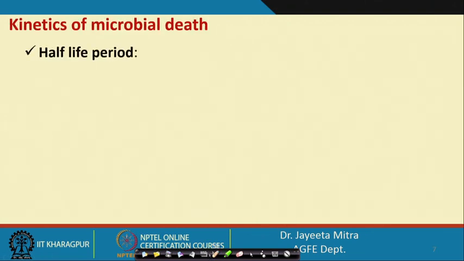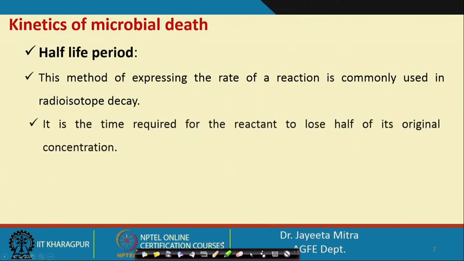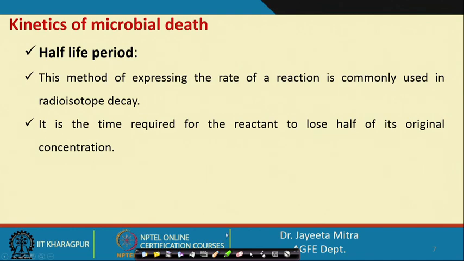So, next is half life period. What is half life period? This method of expressing the rate of a reaction is commonly used in radioisotope decay. So, for those cases it is very common. It is the time required for the reactant to lose half of its original concentration.